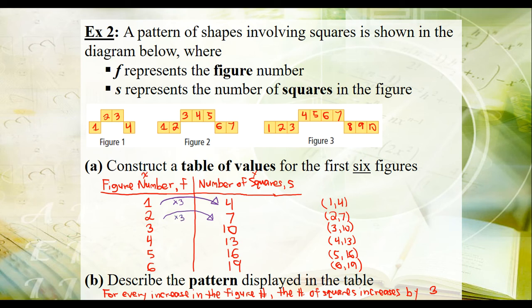So 1 times 3 would be 3, so that's not 4. 2 times 3 would be 6. That's also not equal to 7. But there's something else I can add to this afterwards. 1 times 3 is 3, and I need to get that up to 4. 2 times 3 is 6, I need to get that up to 7. Or here, 3 times 3 would be equal to 9, but you need to add something else to get to the 10. So what's the common thing I need to add here? You have to add a 1, okay?